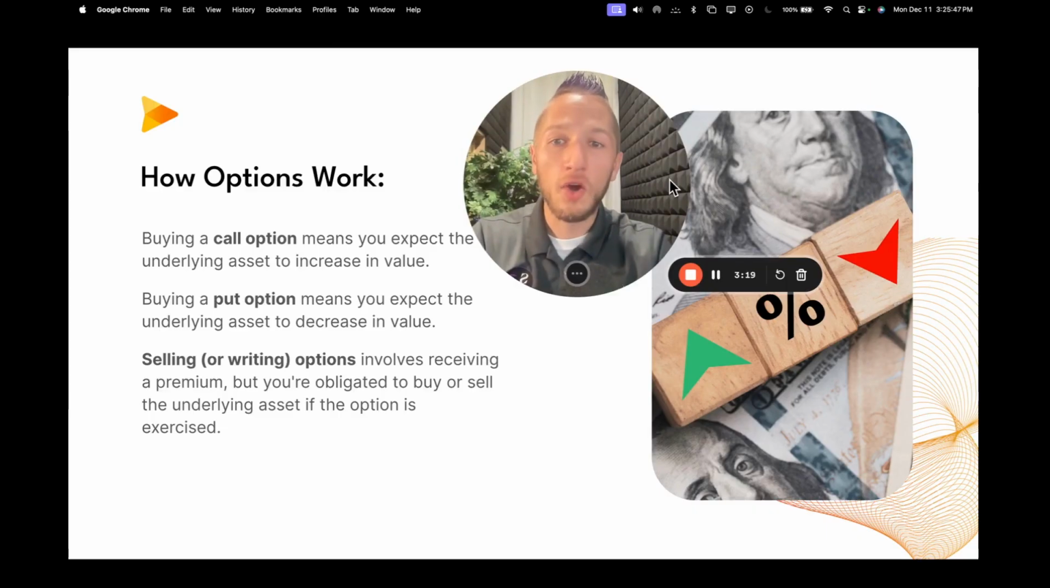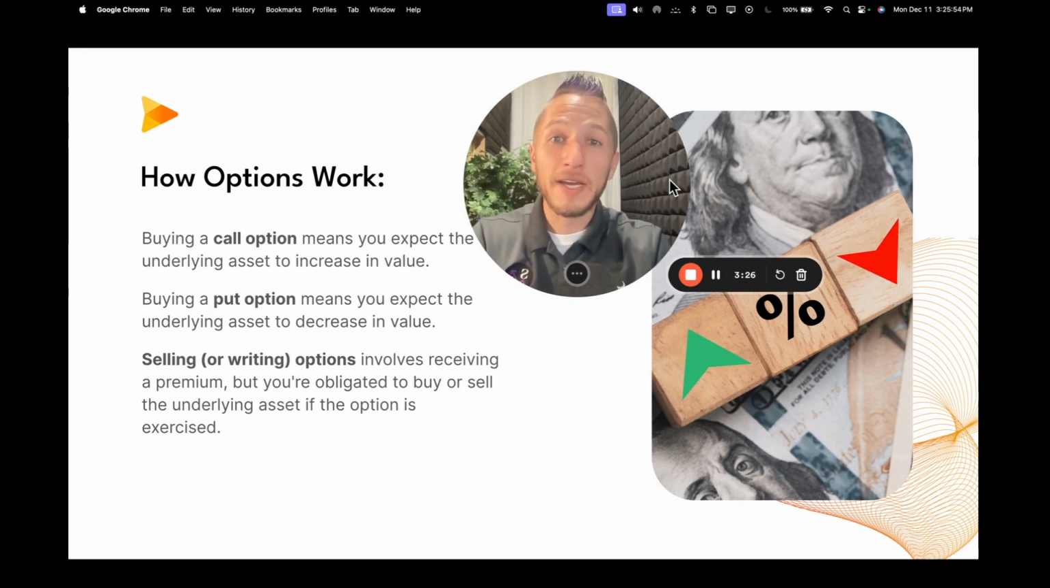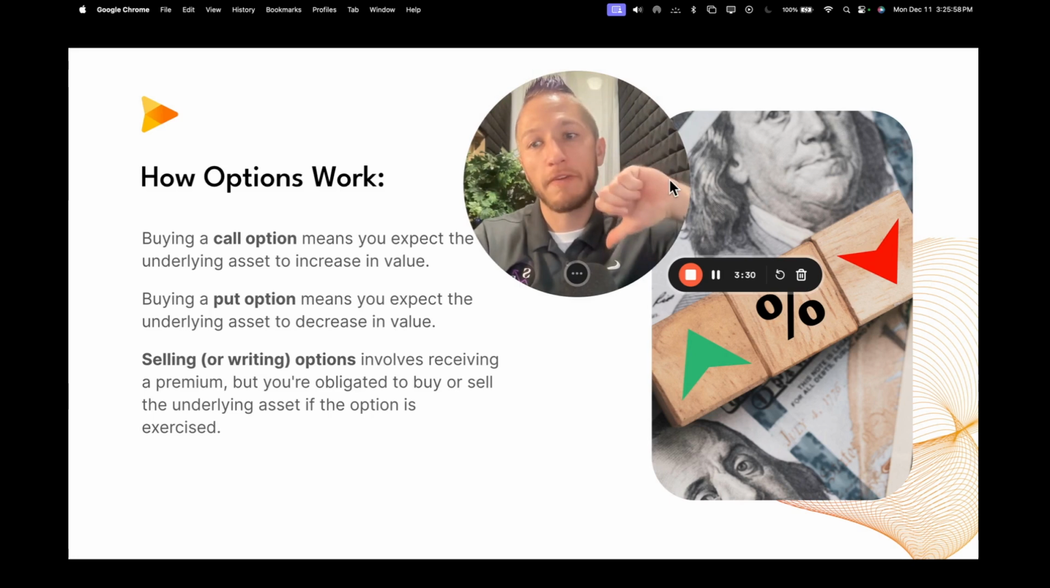There are two types of options contracts, a call and a put. A call option gives the holder the right to buy the underlying asset at a strike price, meaning that predetermined price within the contract. A put option gives the holder the right to sell the underlying asset or security at that particular strike price. Buying a call option means you expect the underlying asset to go up in value, and by buying a put contract, you would be expecting the underlying asset to go down in value.